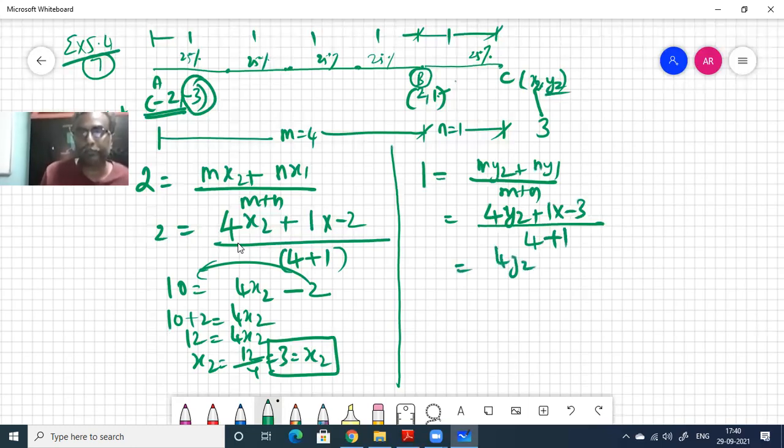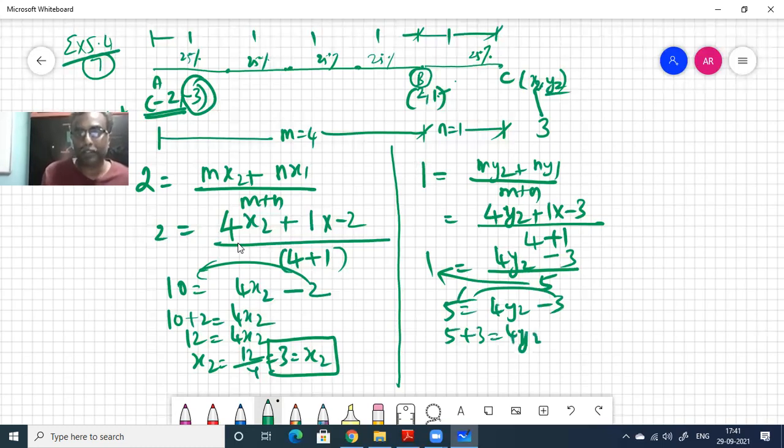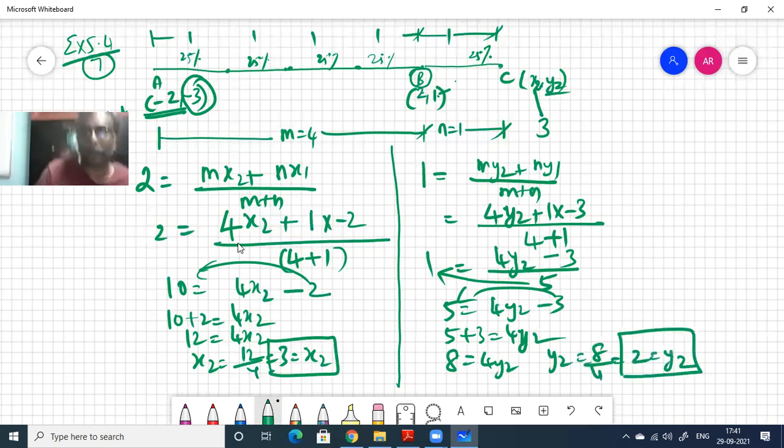4y2 minus 3 by 5 equal to 1. Take this the other side. 5 is equal to 4y2 minus 3. This here, 5 plus 3 is equal to 4y2. 8 is equal to 4y2. So y2 is equal to 8 by 4, that is equal to 2. So this is equal to 2. So the point C is 3, 2. Answer.